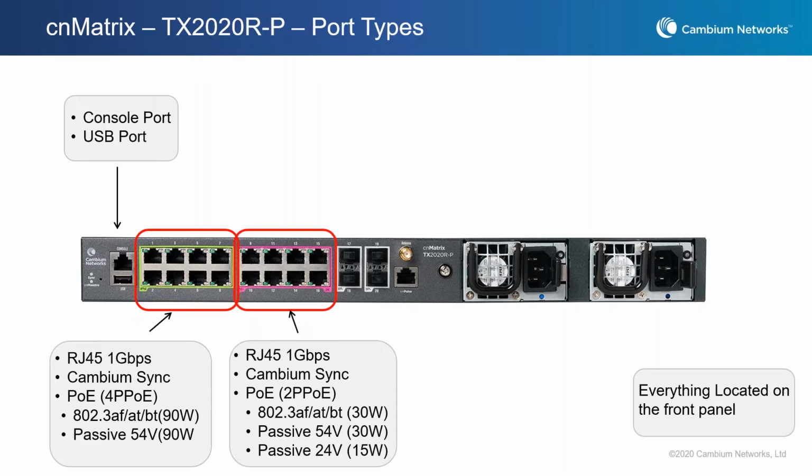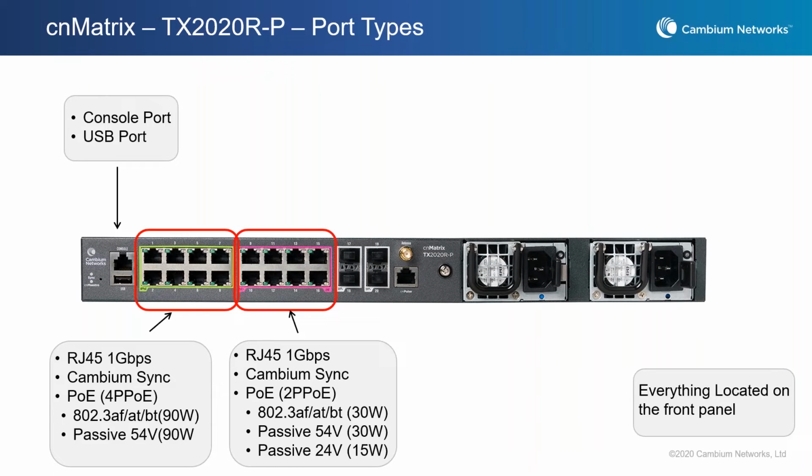And you can deliver those 90 watts either using the standard 802.3 or passively using passive 54 volts. The second 8 ports, so what's the difference, right? The first 8 are coded in green, the second 8 are coded in purple or pink, whatever you want to call that color. So same thing, there are 8 RJ45, 10, 100, 1000 megabits per second, so up to a gigabit.